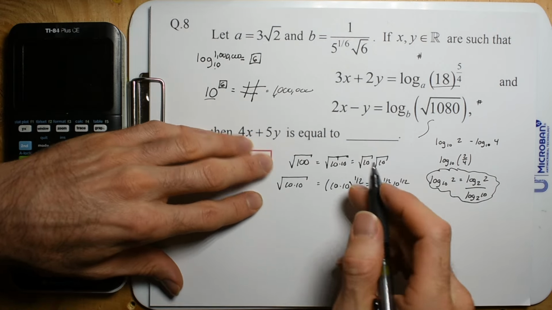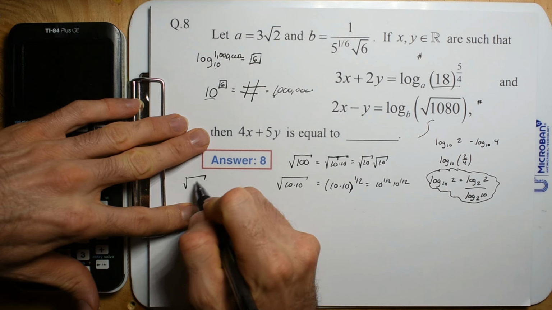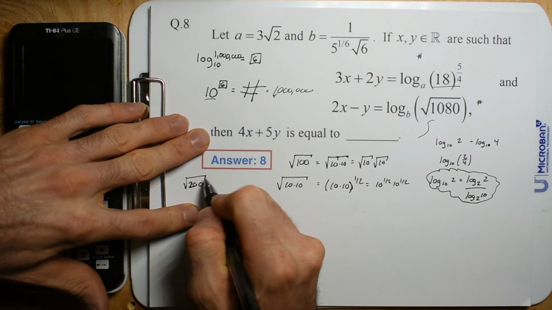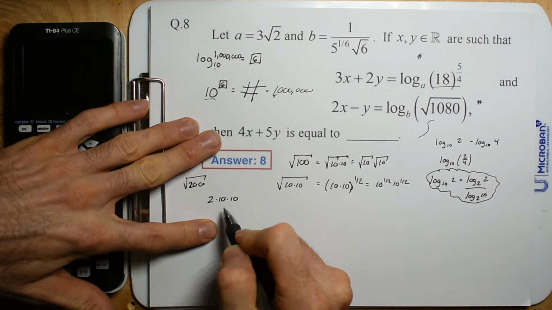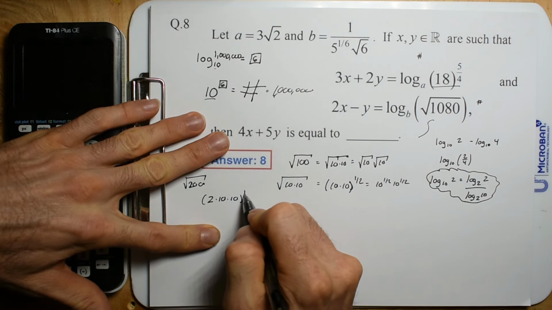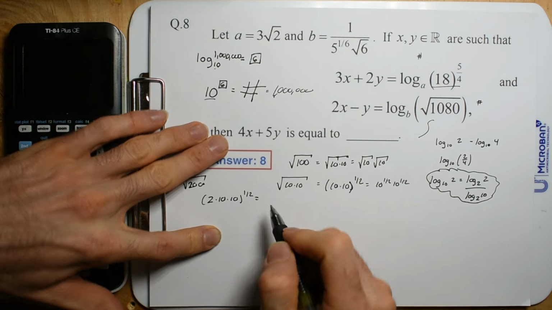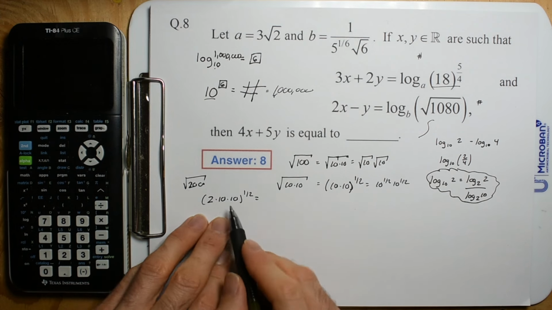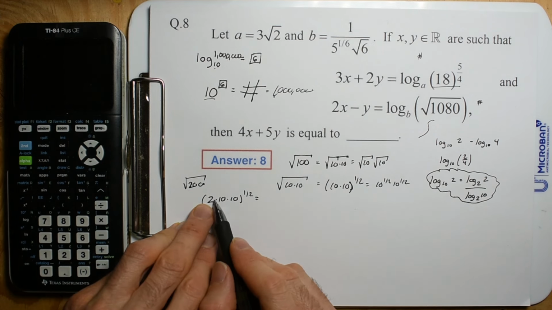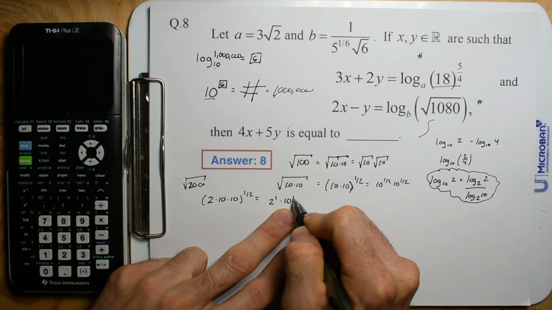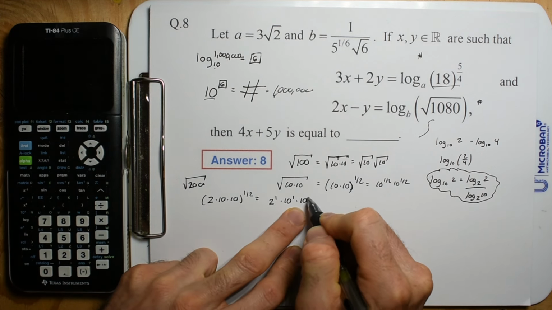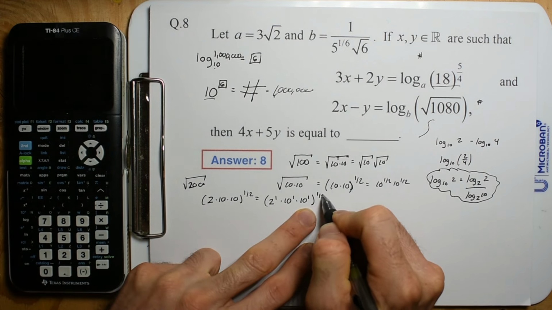And then let's do it even. Let's say we had the square root of 200. We could write this as 2 times 10 times 10, and this is to the 1/2. Anytime you just have a normal number, make it an exponent. So this is 2 to the 1 times 10 to the 1 times 10 to the 1, all to the 1/2.